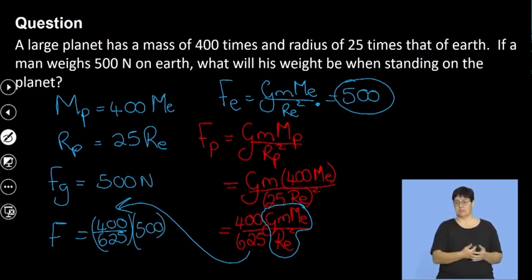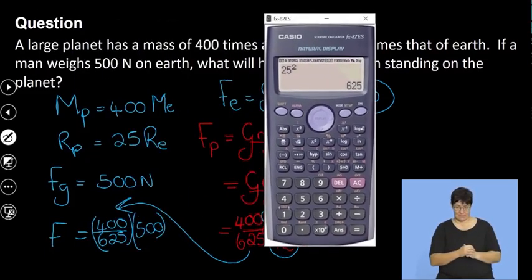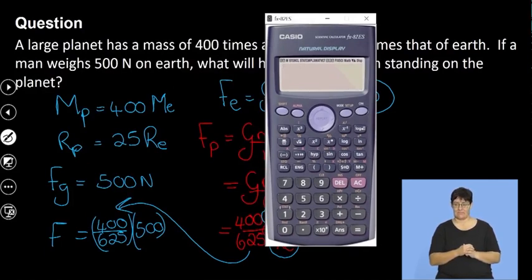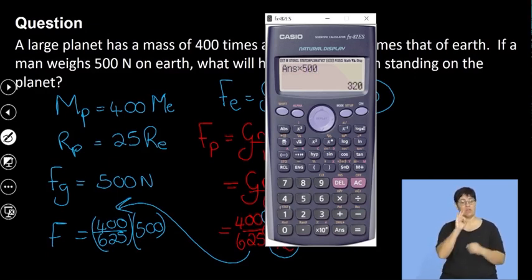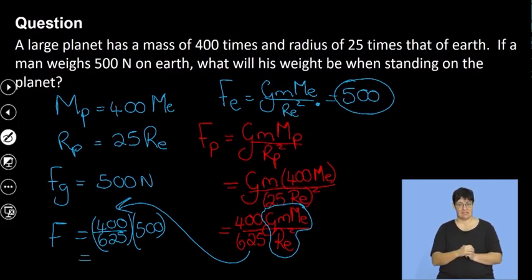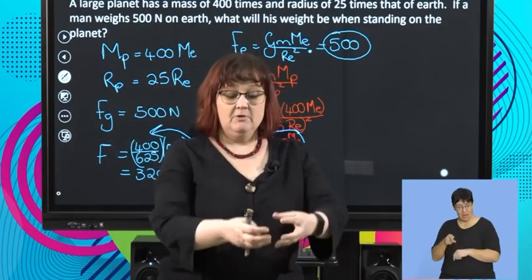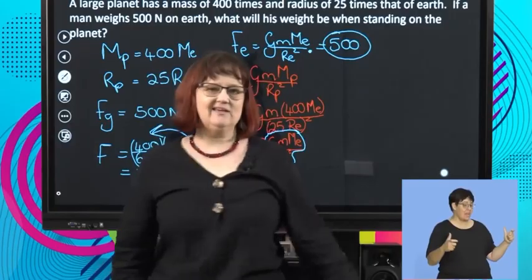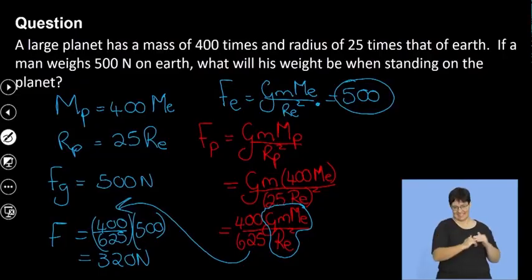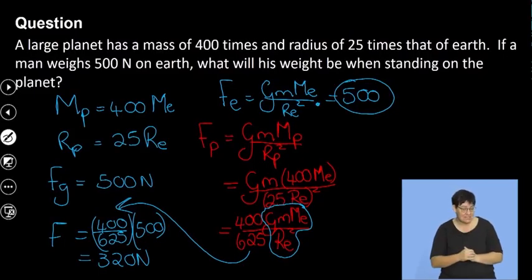Oh, look at that. So now we take our calculator. All right. And we're going to do 400 divided by 625 times 500, and we get 320. So even though this planet was so big, its mass was so much bigger than Earth's, because its radius is so much bigger, actually we have a smaller force of attraction. It's only 320. That's nice.